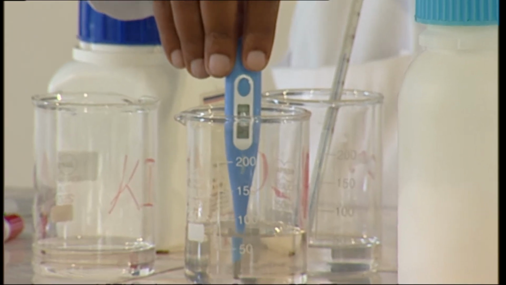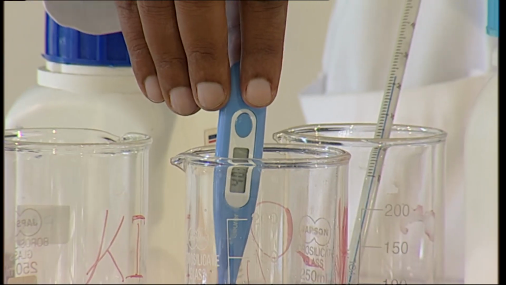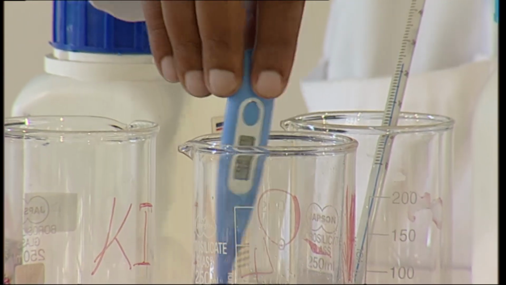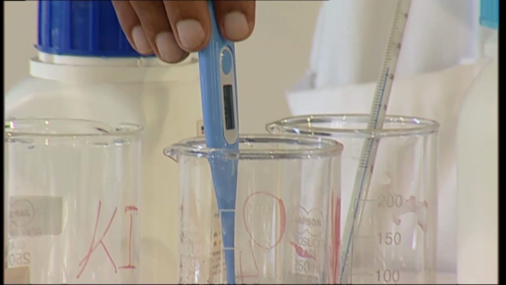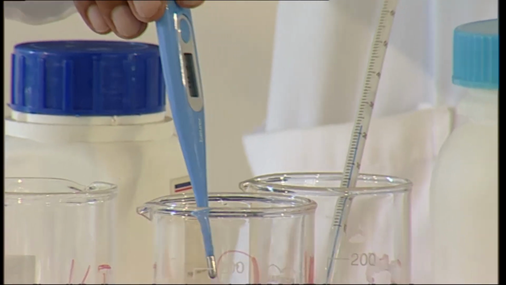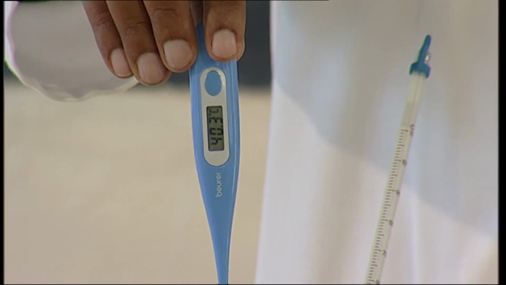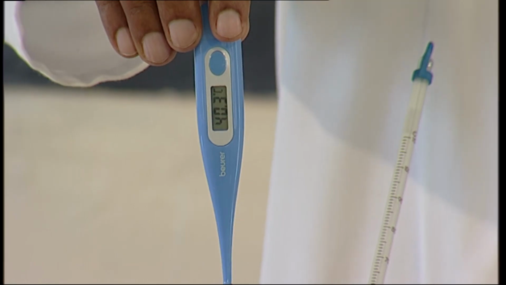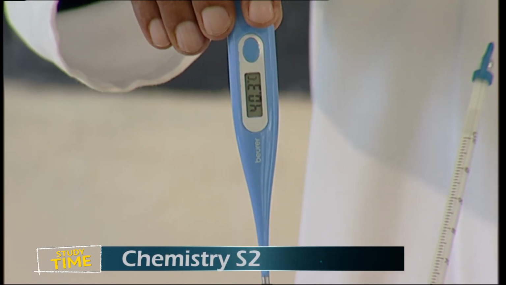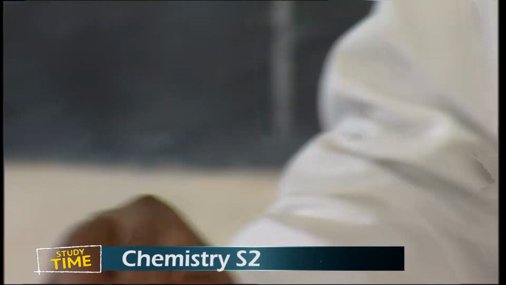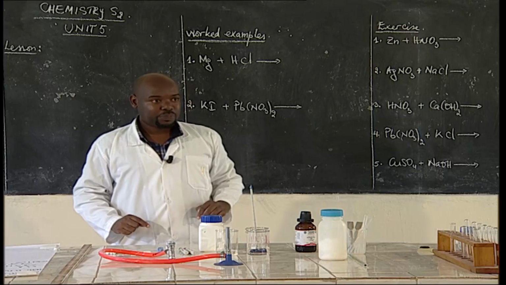Do you see the temperature change? Can you see the temperature change? I'm reading 40.3. The temperature now is 40.3. So if it is increasing from room temperature, which is around 25 degrees, and now it has become 40.3, it shows that dissolving an acid in water is a process which increases the temperature of the reacting mixture or of the solution.